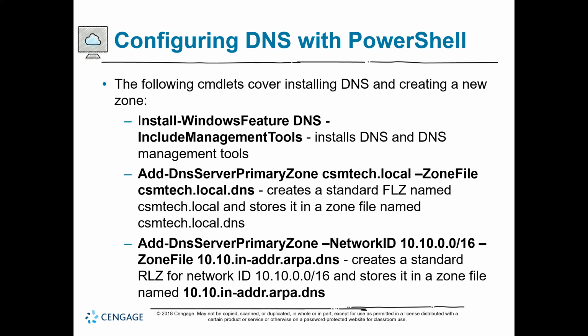Add-DnsServerPrimaryZone csmtech.local -ZoneFile creates a standard FLZ named that and stores it in a zone file named csmtech.local.dns. Add-DnsServerPrimaryZone -NetworkID, and then you have your network ID, and then -ZoneFile, and then you have your zone file. That creates a standard RLZ for your network ID and stores it to a zone file named that. So that's just giving you examples there.